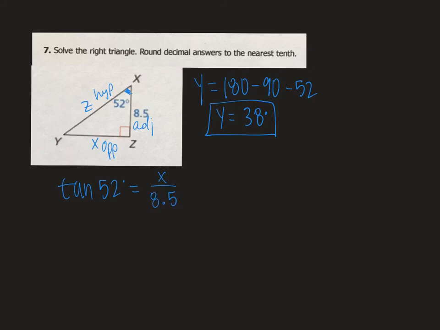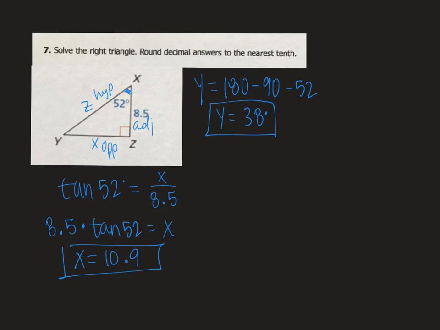over 8.5. Now we're not solving for an angle, so this is just like it would have been in 9.4. Okay, so to get x by itself, we're going to say 8.5 times the tangent of 52 degrees. So in my calculator, 8.5 times tangent 52, close my parentheses, which to the nearest tenth is going to give me about 10.9 for that side.